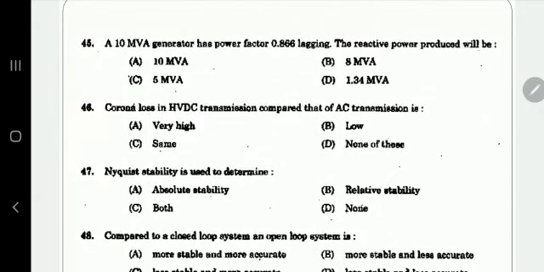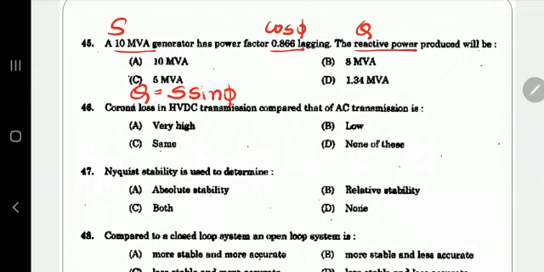In question number 45, it is a small problem. A 10 MVA generator has a power factor 0.866 lagging. The reactive power produced by it will be. We know that the given value 10 MVA is actually the apparent power, that is S, and the given power factor value is cos phi. We know the equation for reactive power Q, and it is equal to S into sin phi.